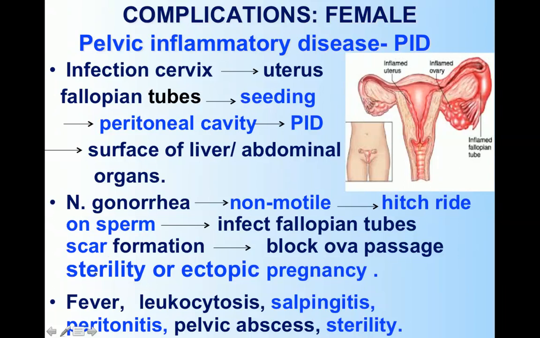The other symptoms associated with pelvic inflammatory disease are fever. The patient presents with leukocytosis. Salpingitis is inflammation of the tubes. Peritonitis is inflammation of the peritoneal cavity. There could be pelvic abscesses, and the final result is sterility.